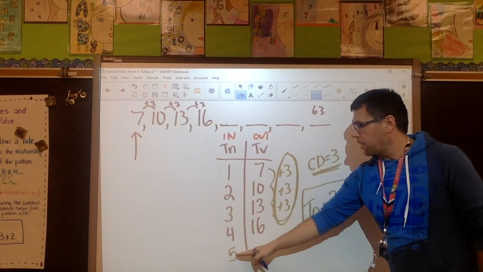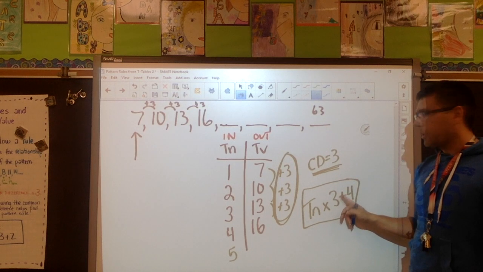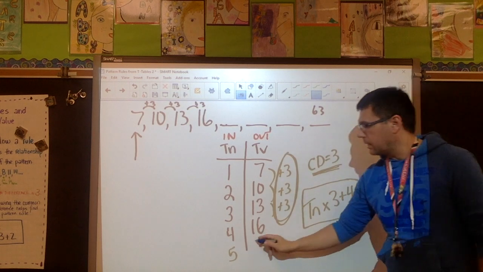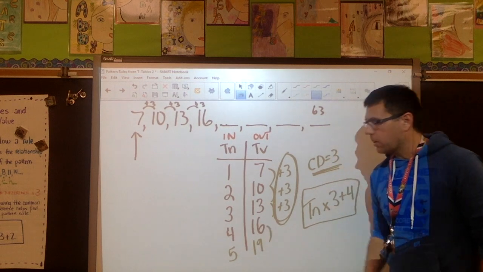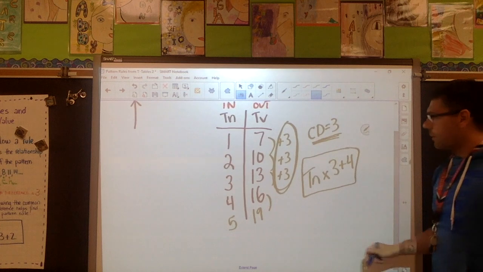So what would the fifth number in this t-table be? Well, the fifth number would be 5 times 3, which is 15, plus 4, which is 19. And see, that's consistent. It's going up by 3. Okay, let's get a little bit more complex.